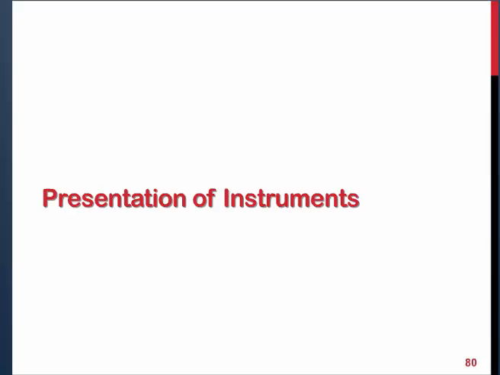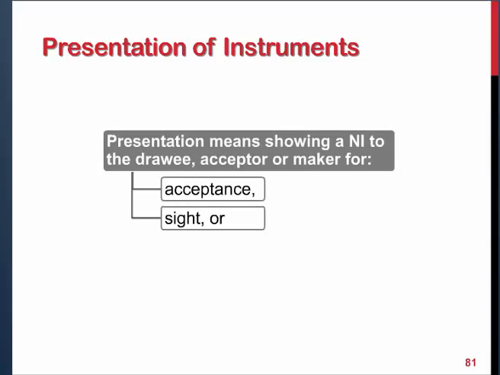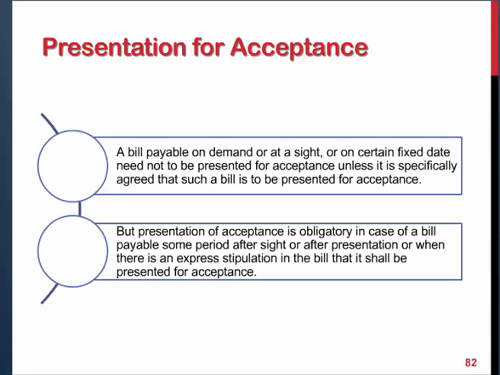Students, let's move further. Let's discuss the presentation of instruments. Presentation means showing a negotiable instrument to the drawee, acceptor or maker for acceptance, sight or payment. Presentation for acceptance. A bill payable on demand or at sight or on a certain fixed date need not be presented for acceptance unless it is specifically agreed that such a bill is to be presented for acceptance. But presentation for acceptance is obligatory in case of a bill payable some period after sight or after presentation, or when there is an express stipulation in the bill that it shall be presented for acceptance.